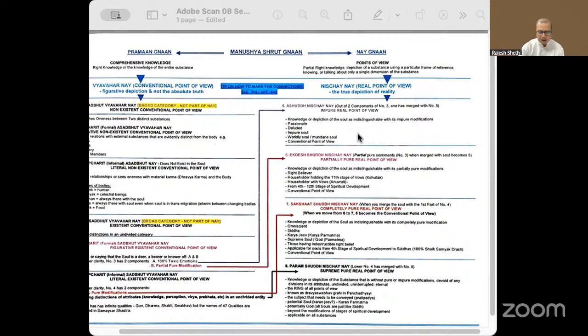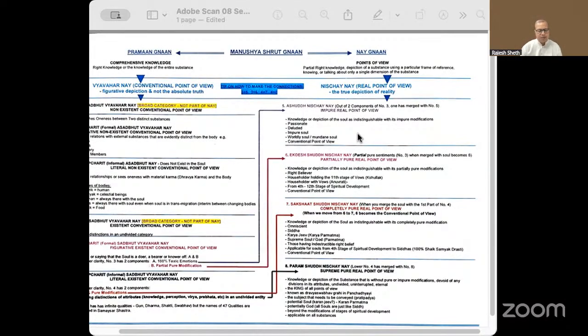Now the last point is about the weightage of truth. So the weightage of truth is more than the 6th. But when we move on to number 8, this will also become a conventional point of view. So that is mentioned as the last point.